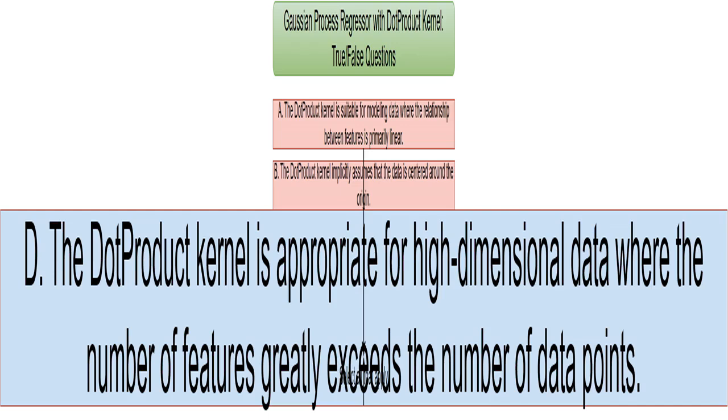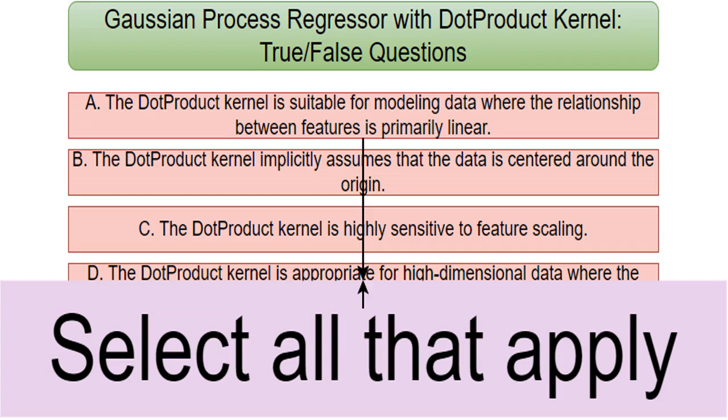I wouldn't recommend the DotProduct kernel for situations where you have many more features than data points. It's vulnerable to the curse of dimensionality. Performance suffers drastically in these high-dimensional spaces. Other kernels are better for such scenarios. This is just reminding you to choose all the options that are true about the DotProduct kernel.